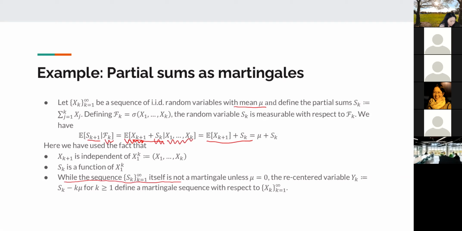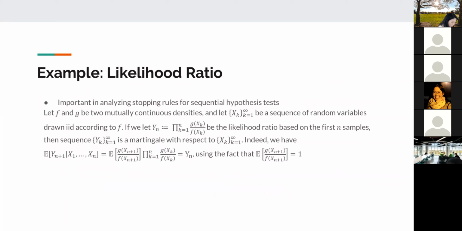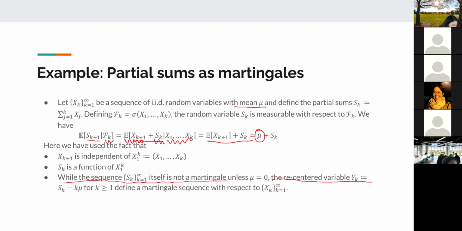Because you don't have the property that the expectation of s_{k+1} conditioned on F_k is s_k. Rather, you have the shift term here. So this is what I mean by sometimes you want to construct the sequence a little bit. However, if you recenter the variable y_k to be s_k minus k mu, then this becomes a martingale sequence with respect to x_k.